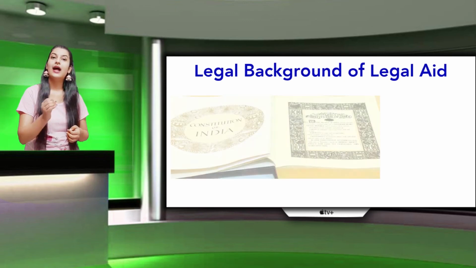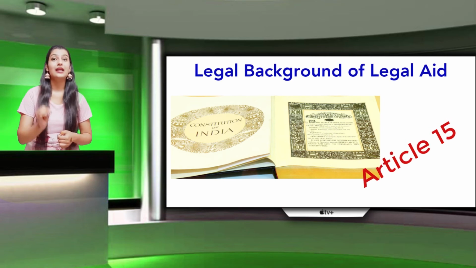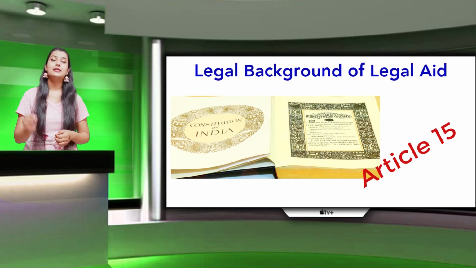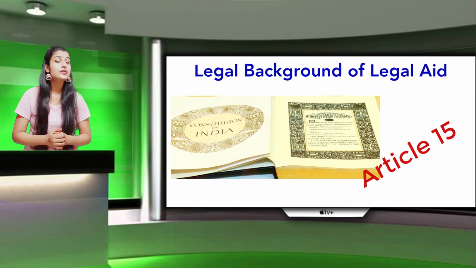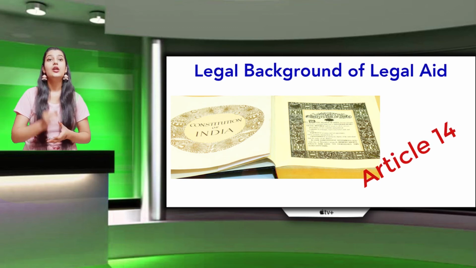As envisaged under Article 15 of the Constitution of India, the state shall not discriminate against any citizen on grounds of religion, race, caste, sex, place of birth, or any of them. Based on this cardinal principle, no citizen shall, on the grounds only of religion, race, caste, sex, place of birth, or any of them, be subject to any disability. Article 14 of the Constitution of India provides that the state shall not deny to any person equality before the law or the equal protection of the laws within the territory of India.